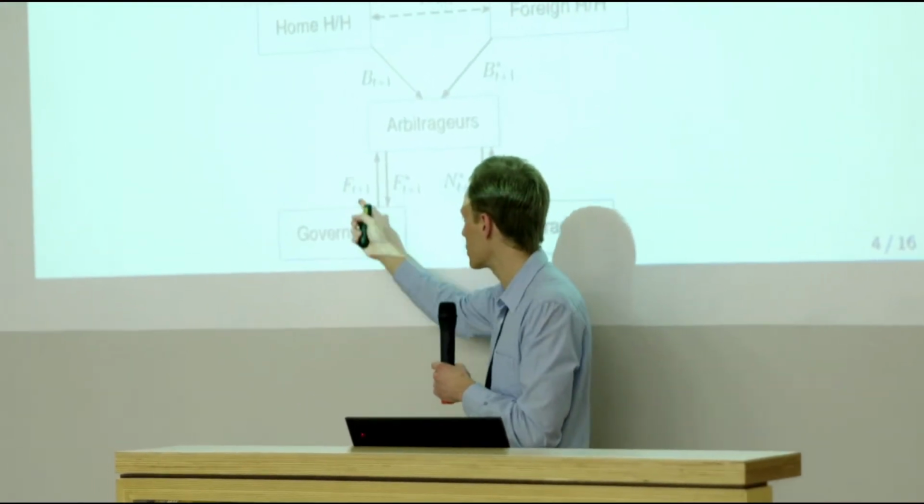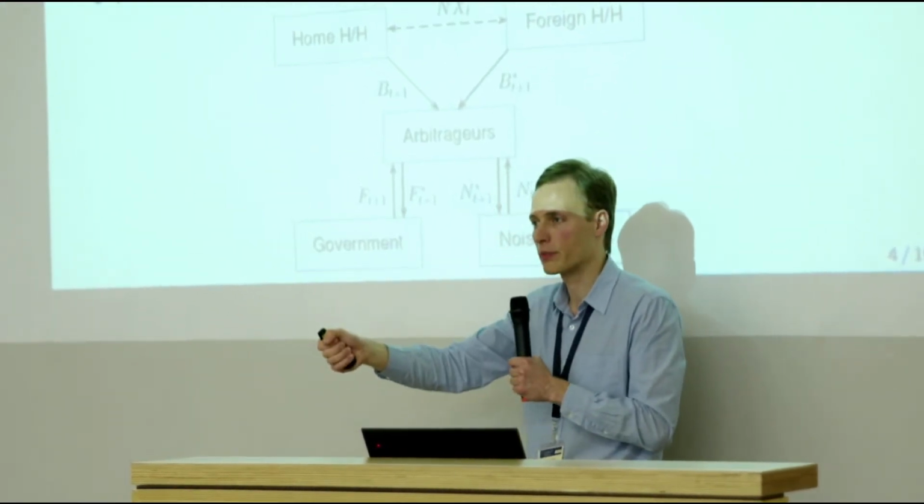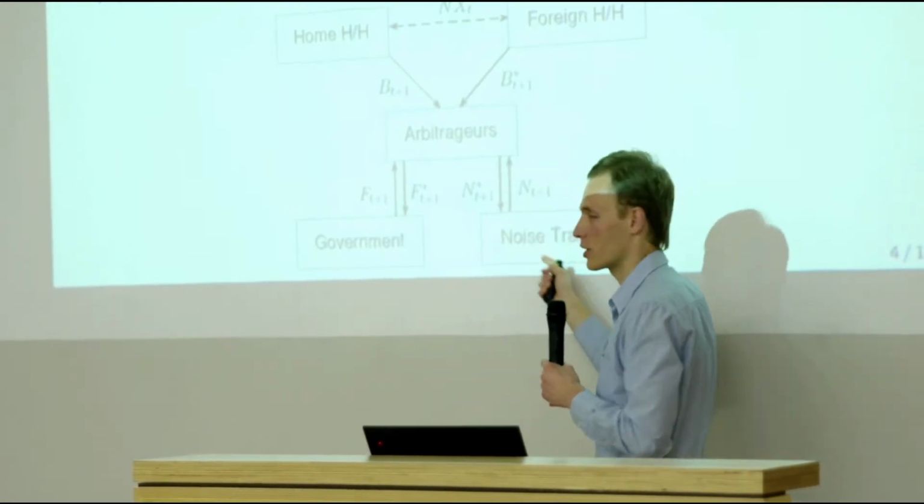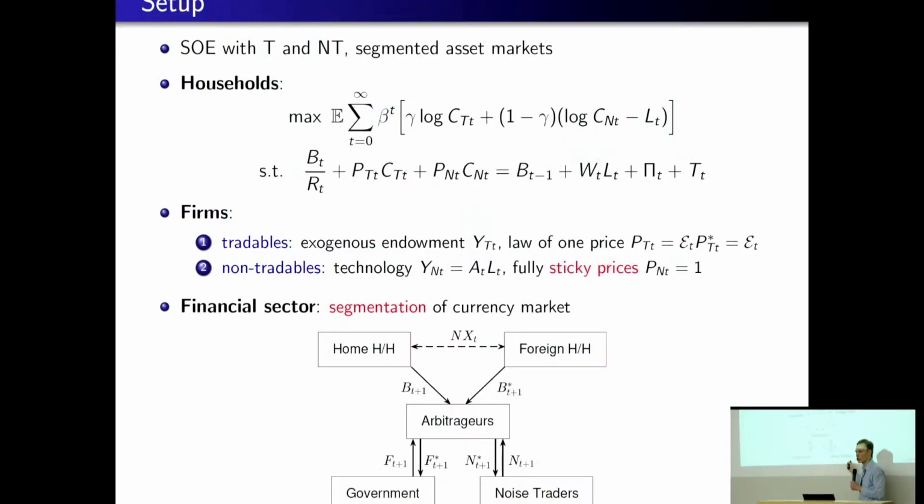There is the government, which does FX interventions, so it sells bonds in one currency in exchange for the bonds in the other currency. And then there are noise traders. So that will be the key shock in financial markets. There are these habitat guys who inelastically supply and demand currencies. That's probably the part of the model that we are not super happy about, not super proud of. It's a bit of a black box in a sense.